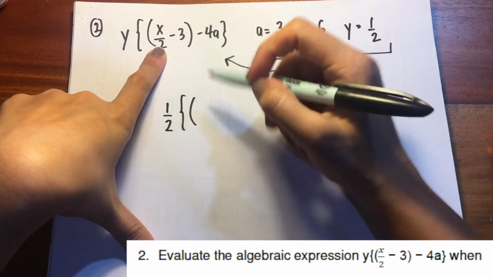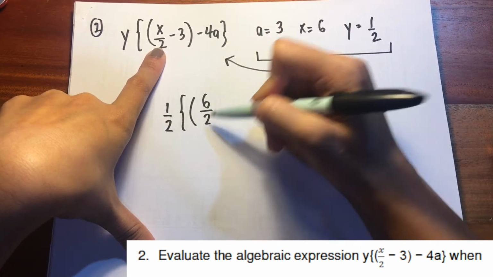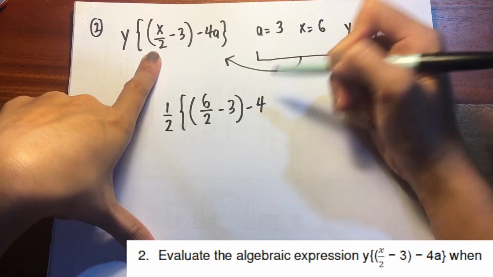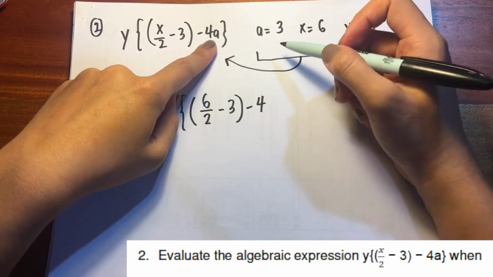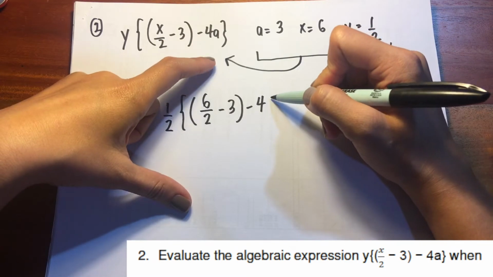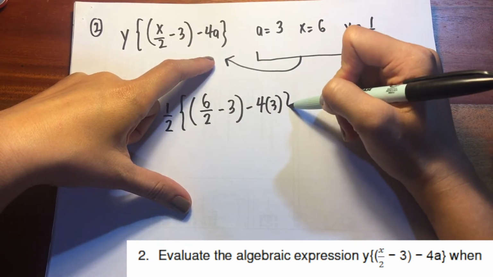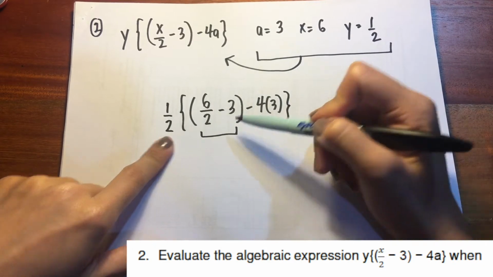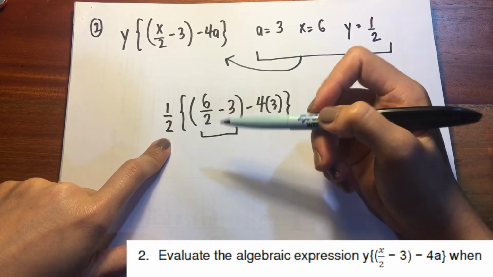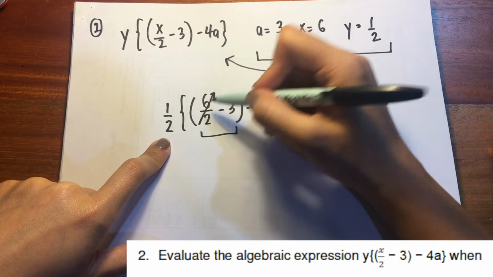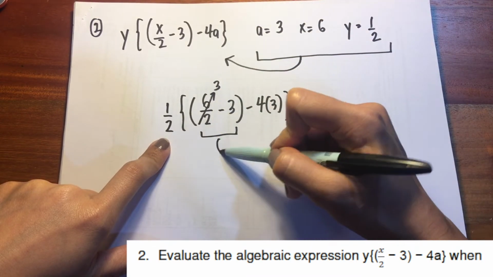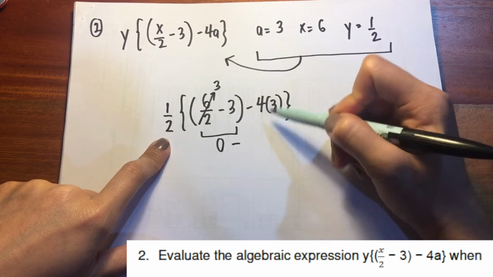x is equal to 6, so that's 6 over 2 instead of x over 2. Minus 3, minus 4, and on a, you're going to write 3 since a is equal to 3. So solve this one first. 6 over 2, that's 6 divided by 2, is equal to 3. So 3 minus 3 is equal to 0, minus 4 times 3.